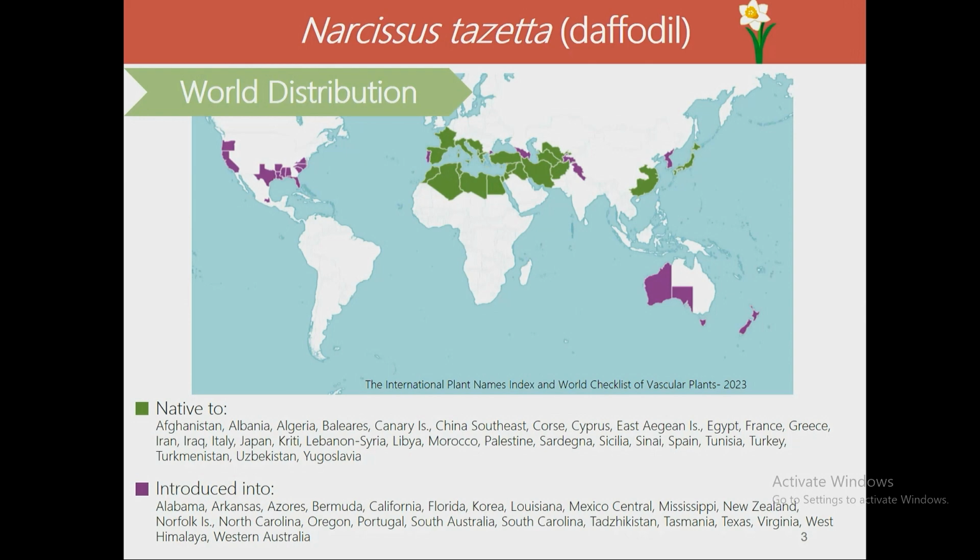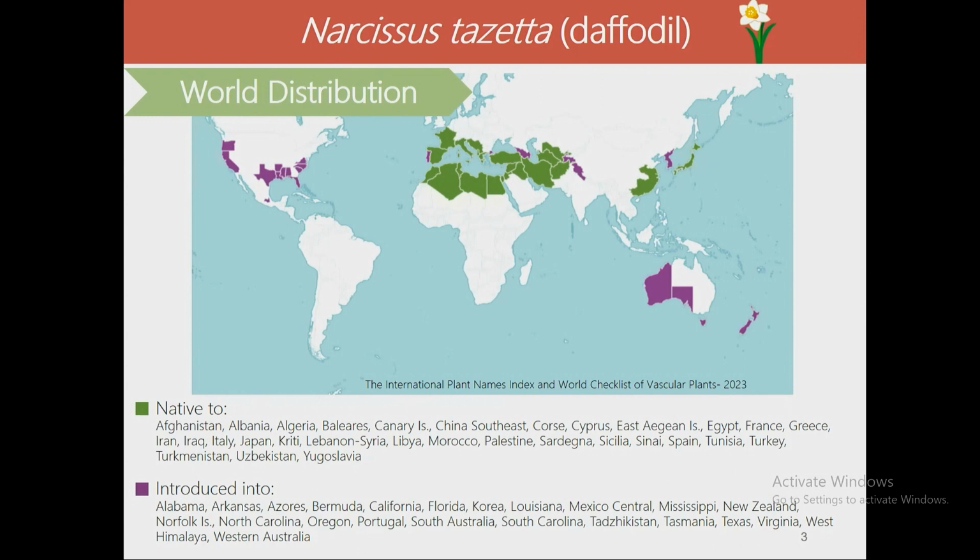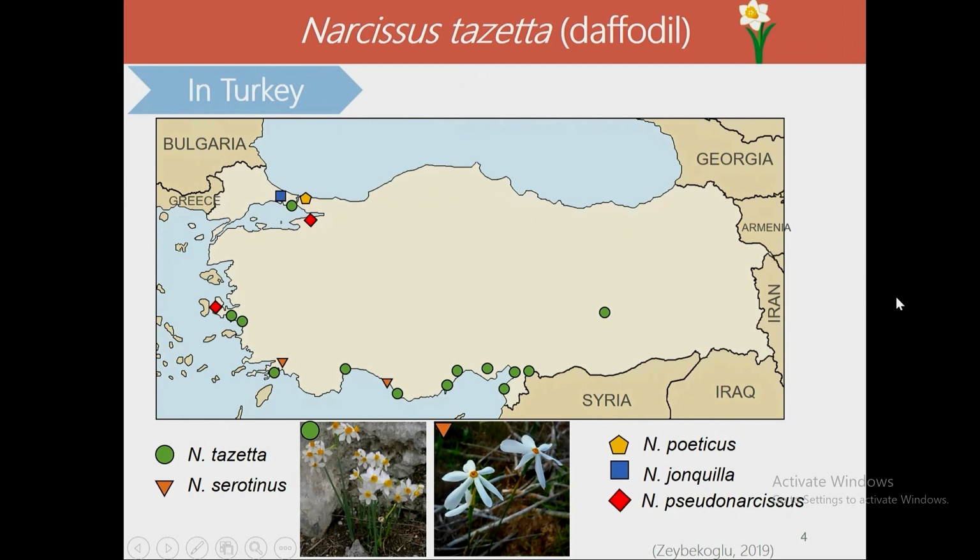If we look at the world distribution, there are some places where Narcissus tazetta is natively growing, and some of the places are introduced into. So mainly it is Turkey and Italy, maybe the Mediterranean part of Italy, and North Africa, and other places it has been introduced as well, like Australia, New Zealand, and some parts of the USA. In Turkey, we have 5 different species, mainly dominated by Narcissus tazetta and serotinus.